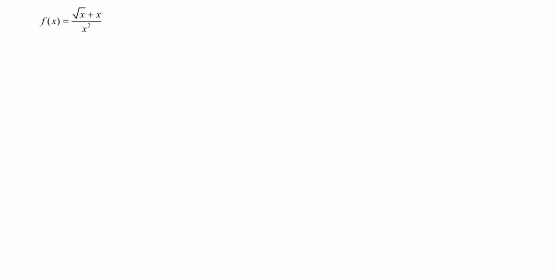In this example, we have a quotient. Now, if you know the quotient rule, you're welcome to use it, but we haven't learned it yet, so we need to rewrite this in a form that we can differentiate. So let's first start by splitting apart the fraction. From here, we can simplify each of those terms.